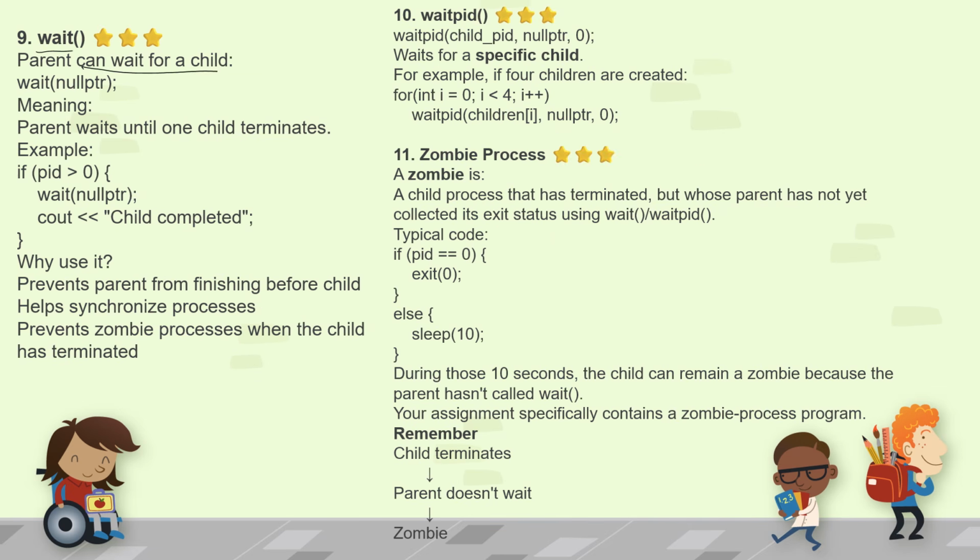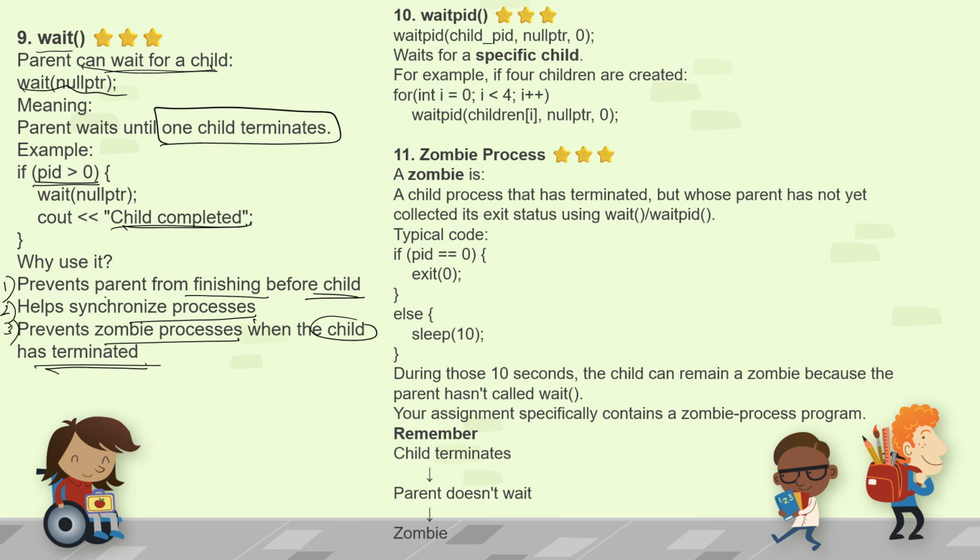Wait. A parent can wait for a child using wait(NULL), meaning the parent waits till one child terminates. That is, if PID is greater than 0, that means there is a child there, so you wait till the child completes its work. Why use it? First, to prevent the parent from finishing before the child. Second, it helps synchronization of processes. Third, it prevents zombie processes when the child terminates.